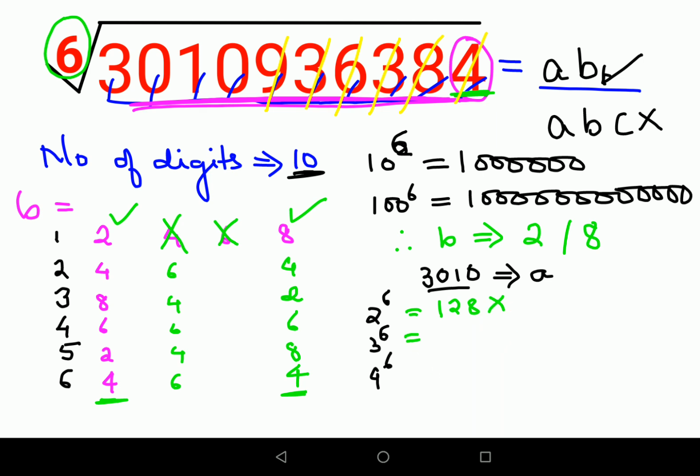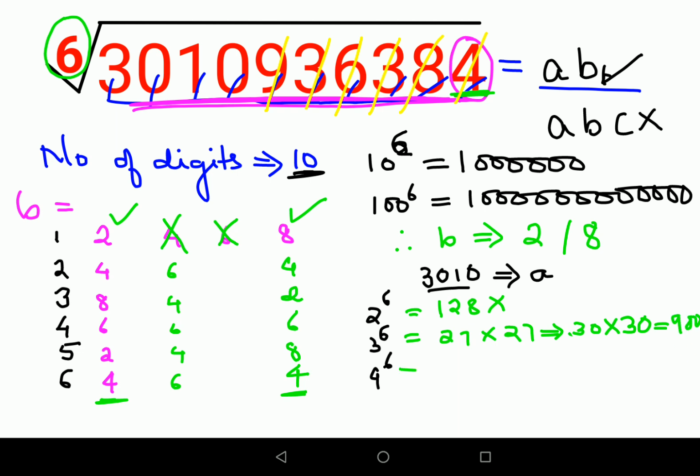3 raised to 6 is 27 into 27. Why 27 into 27? I can write this as 3 cube into 3 cube, right? So now can I round it off? Let's round 27 off as 30, and similarly I round off the other 27 also as 30. So 30 into 30 gets you 900.